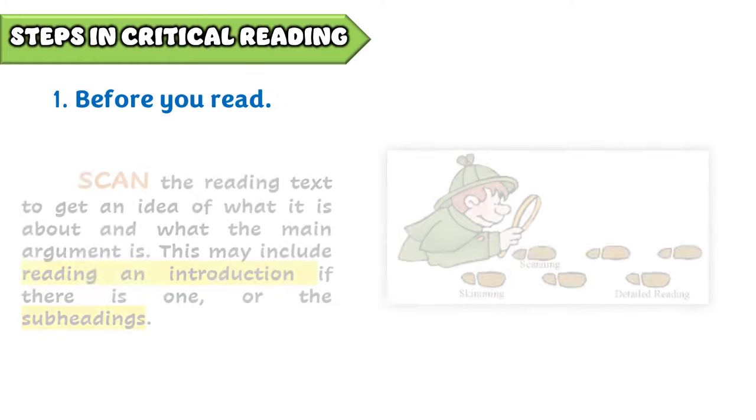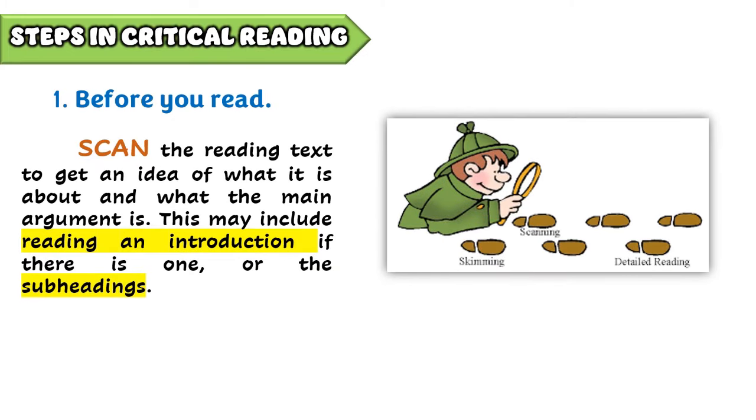Here are the suggested steps in critical reading. Before you read, scan the reading text to get an idea of what it is about and what the main argument is. This may include reading an introduction if there is one, or the subheadings. The term is scan. Ibig sabihin, bago mo basahin yung entire article, pasadahan mo muna ng isang mabilis na basa, perhaps yung introduction or subheadings, para lang magkaroon ka ng idea kung tungkol saan yung text at kung ano ang nais ipunto ng writer.